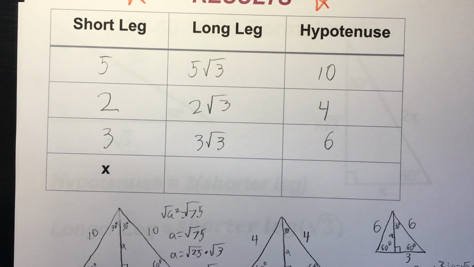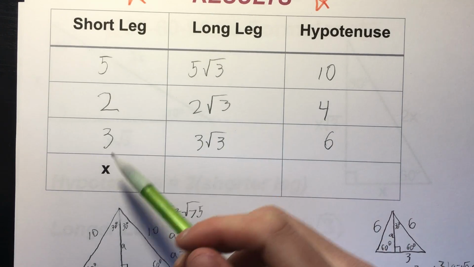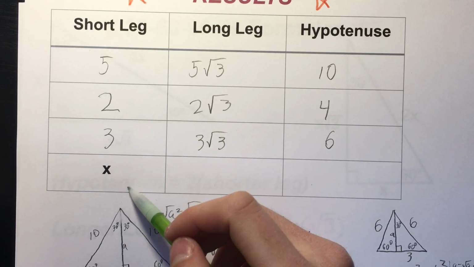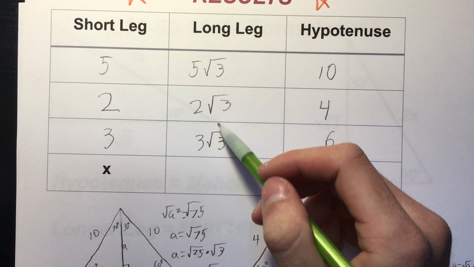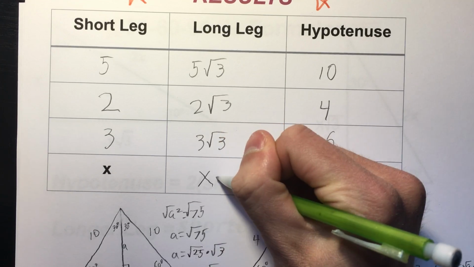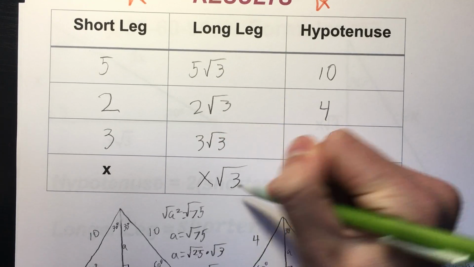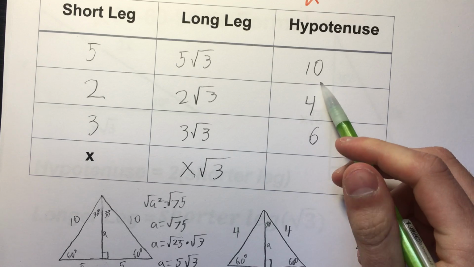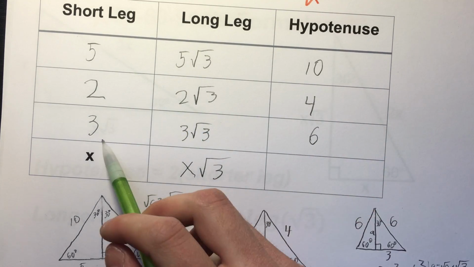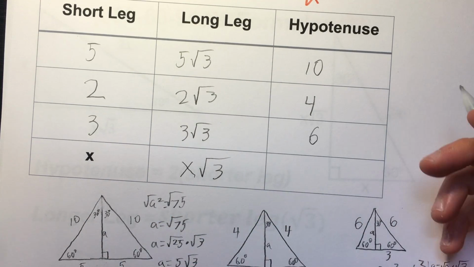Try to see if you can figure it out on your own. Here's what I noticed. If we have a short leg of length x, then we multiply the short leg by the square root of 3 to get the length of our long leg. So we could call that x times root 3. And our hypotenuse, well, that's just twice as much as the short leg, or double the length. So x will become 2x.